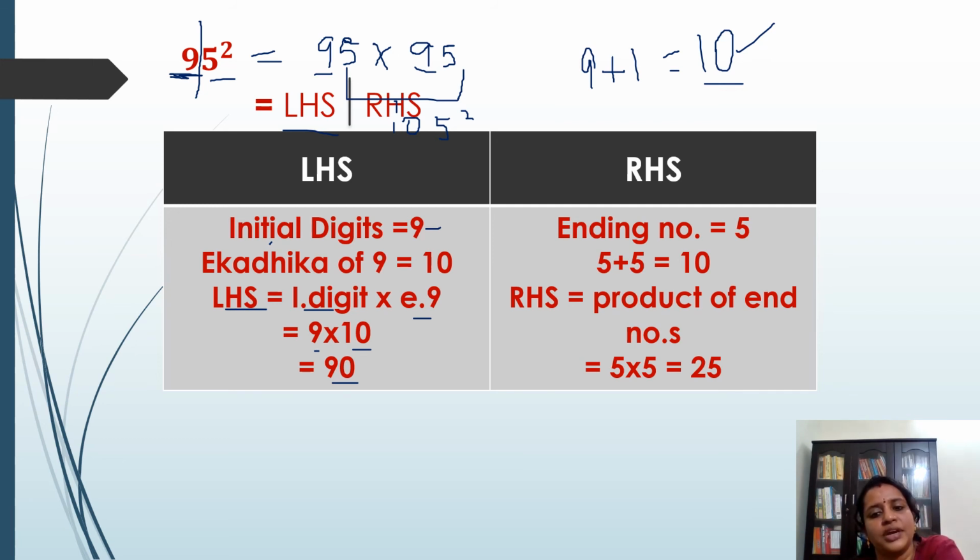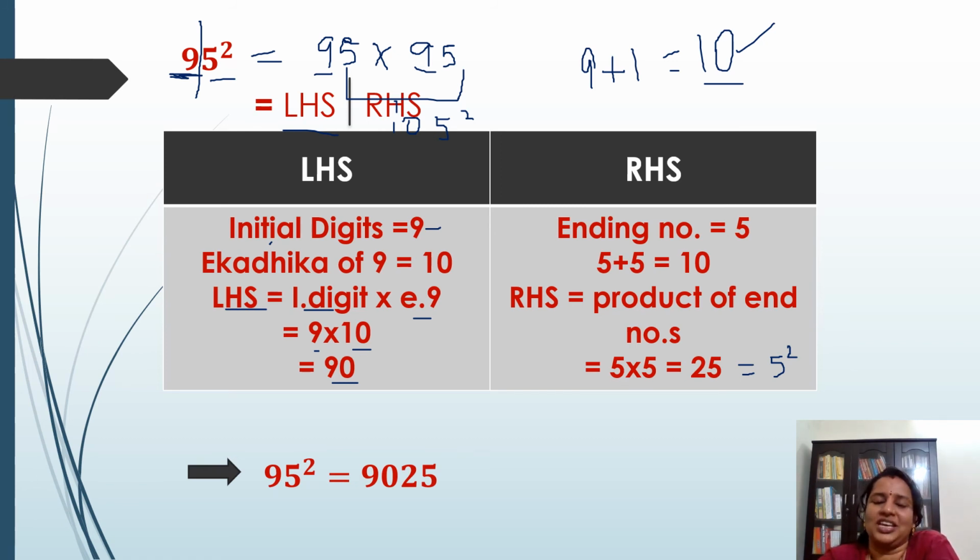I am multiplying 5 twice, which is 25, which is 5 square, isn't it? 25 is nothing other than 5 square. So whenever you are going to find the square of a number ending with 5, you can directly take your RHS as 25. Your RHS will always be 25 whenever the number ends with 5. You understood? Yes. And in this problem, 95 square is equal to 9025.